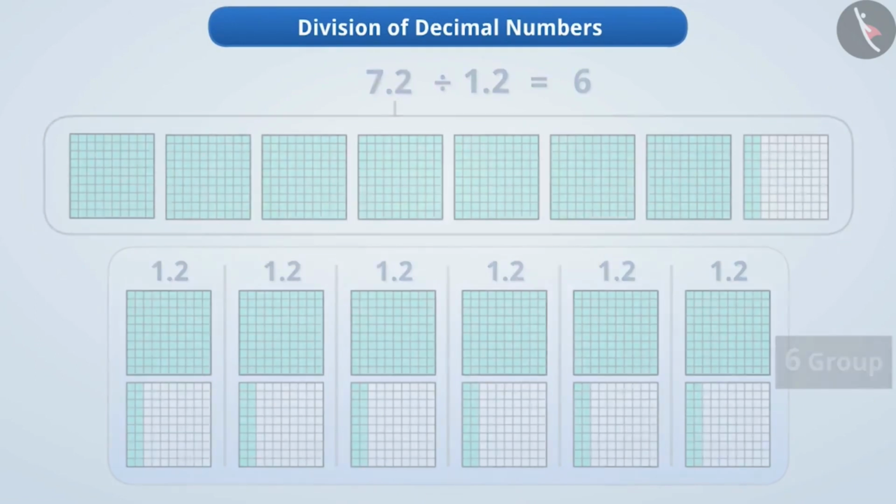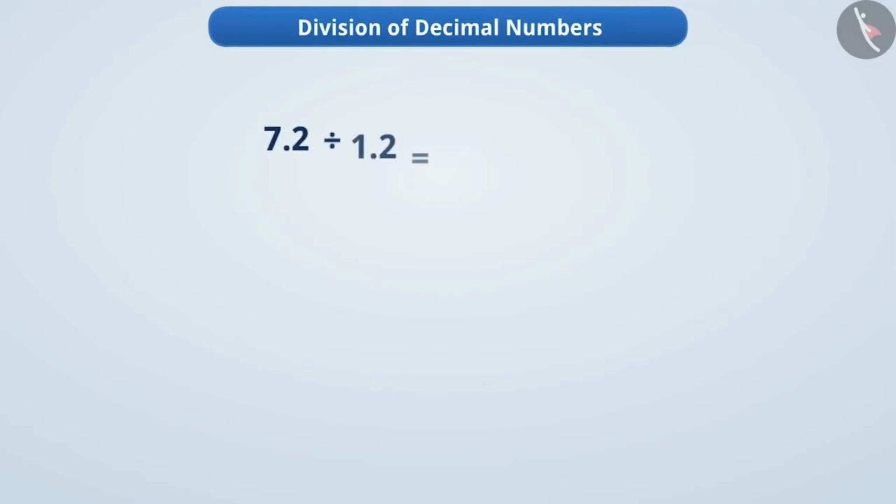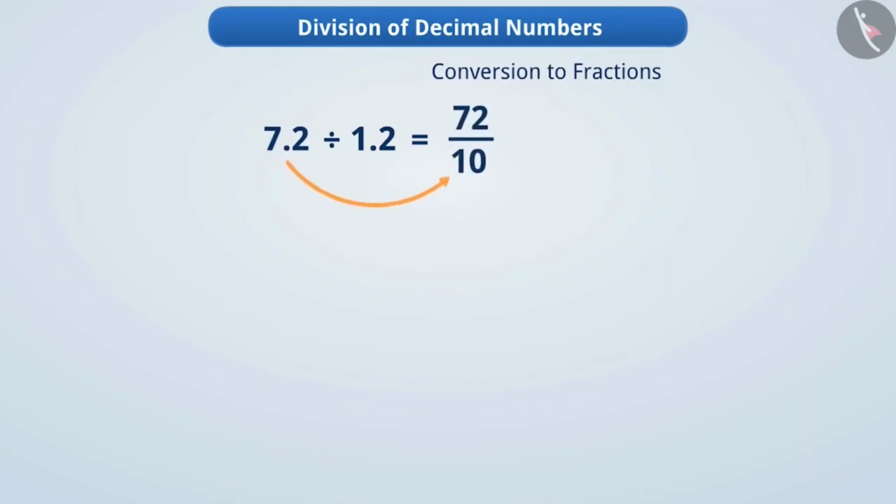One way to obtain the quotient is to write the decimal numbers to be divided as fractions. 7.2 can be written as 72 by 10 and 1.2 can be written as 12 by 10. 72 by 10 divided by 12 by 10. Can you tell us how we will divide this fraction? Think a little.